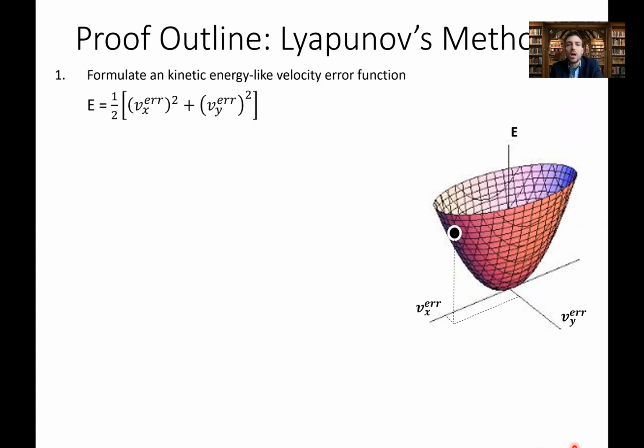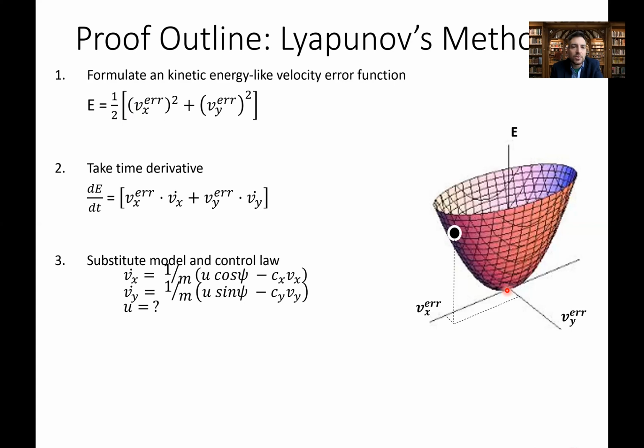So the first step is to formulate something that's like a kinetic energy function, except instead of having the velocity squared, it's the velocity error squared. And you can imagine if I plotted this function, it would be bowl-shaped like this. And down here at the very bottom is when the errors are 0. Everywhere else, the error is higher. My next step would be to take the time derivative of that function. I know the velocities change with time, so I can do that. I can take the time derivative.